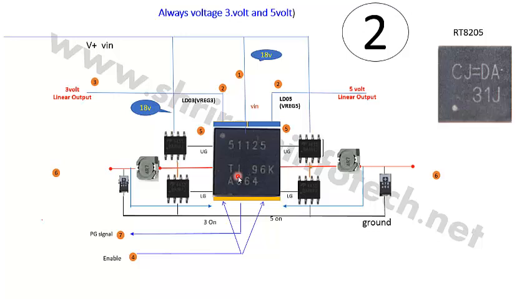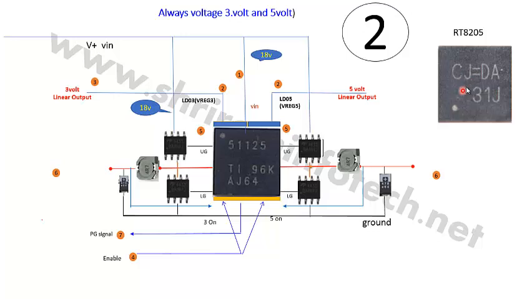Okay, so let's start. This chip is a TPS51125. Sometimes they use an RT8205. Now why this is written as CJ equal to DA, I'll explain. The size of this chip is so small that it is not possible to print the entire number on the chip. That is why the manufacturer uses a code, and from that code you can come to know the chip number.